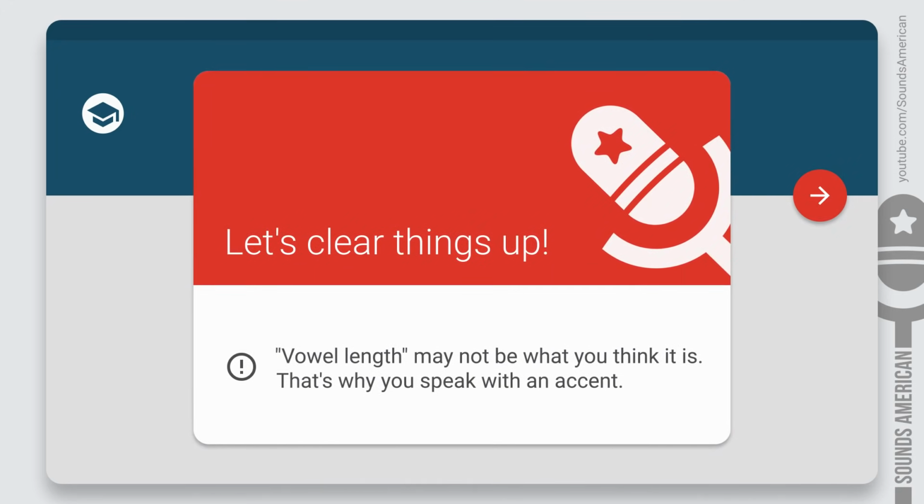There's a lot of confusion and misconceptions about the length of English vowels. To be honest, it seems like a big mess. Let's clear things up.